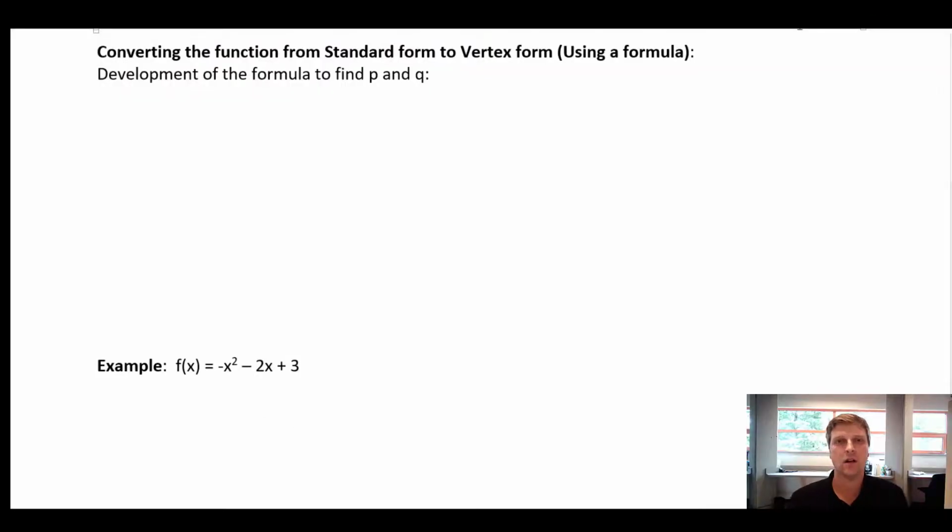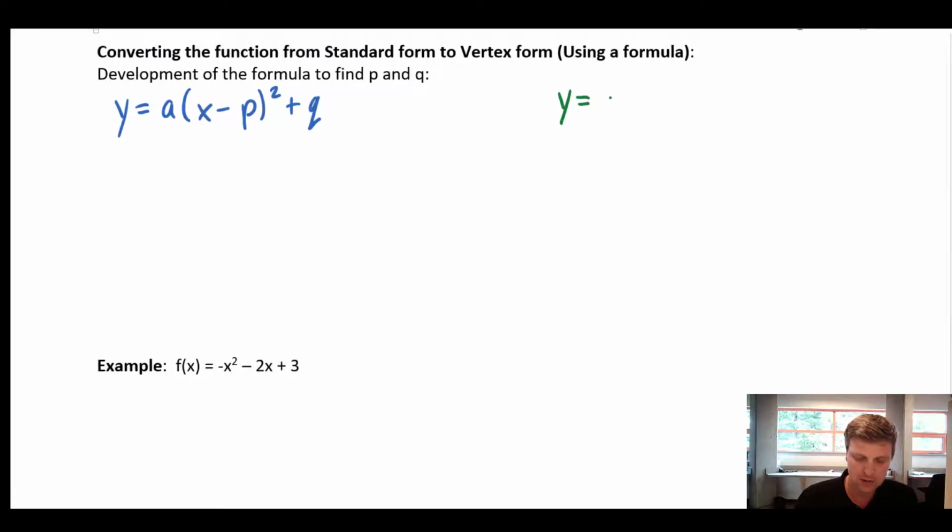Okay, so I'm just going to start off by writing out my typical vertex form equation here, where I've got y is equal to a(x minus p) squared plus q. And what we're going to try and figure out is, how does that relate to standard form, which is y is equal to ax squared plus bx plus c. And so, if I were to expand out, I'm just going to leave this in the general form, and I'm going to expand this out and kind of see what I end up getting.